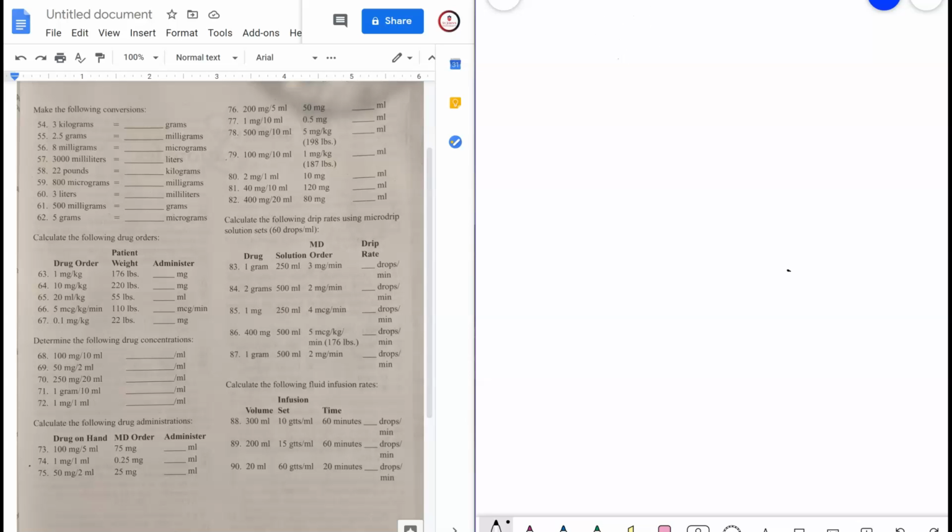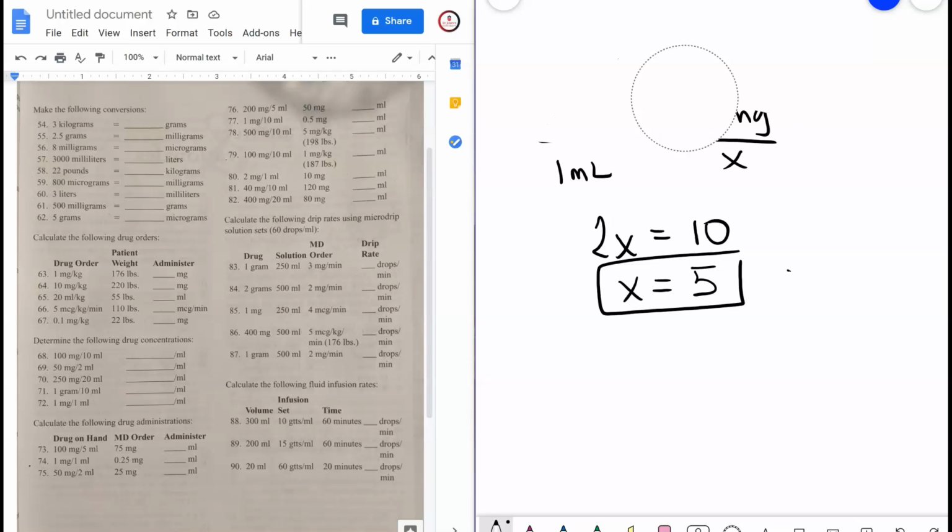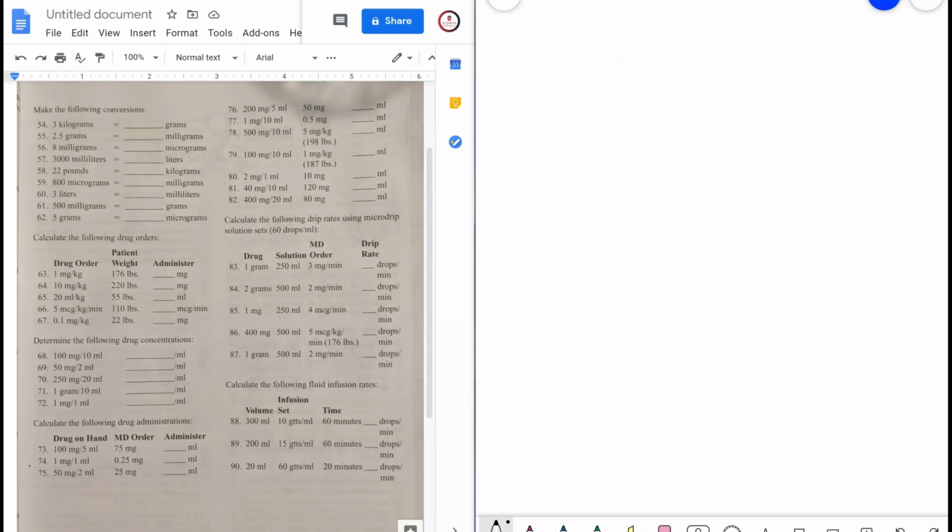Small technical difficulty. Okay, next question, number 80. You have 2 milligrams in 1 ml, and you need to give 10 milligrams. Same setup. 2x equals 10. Divide both sides by 2. X equals 5. And that would be one of those situations where you actually would need more than one vial.